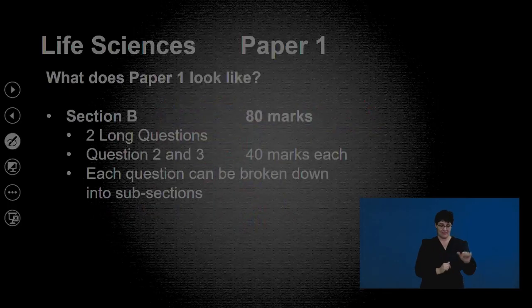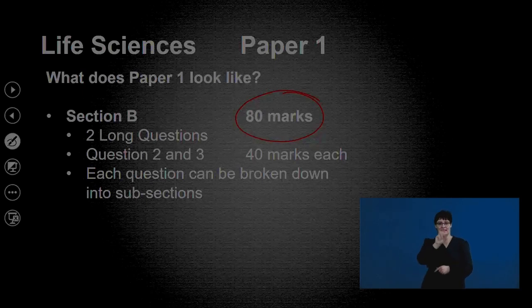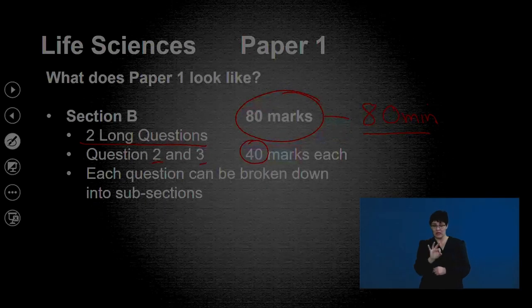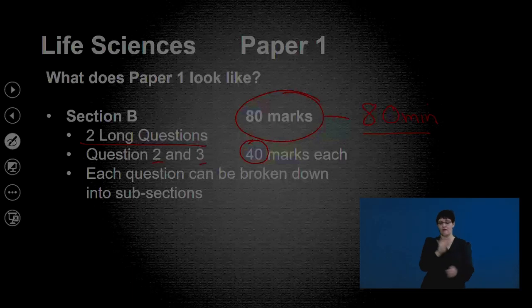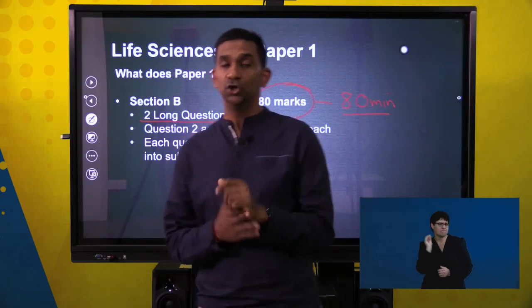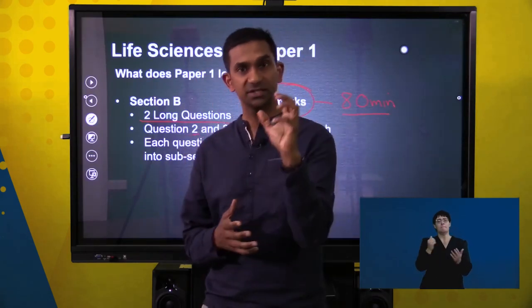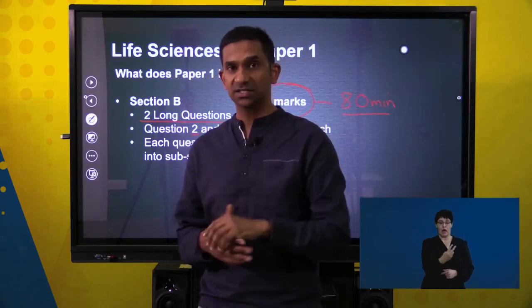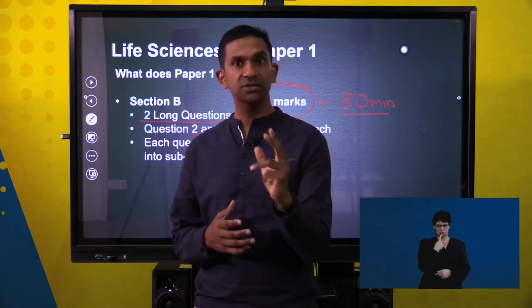Let's move on to what Section B looks like. Section B consists of 80 marks, and hence it should take you approximately 80 minutes to finish. It seems mighty long, but it's broken up into 2 long questions. Questions 2 and 3 are 40 marks each, so you've got to pace yourself to answer each within 40 minutes. It's also very important to note that you do not necessarily have to start with Question 2 first. You could choose to start with Question 3 and then get back to Question 2.